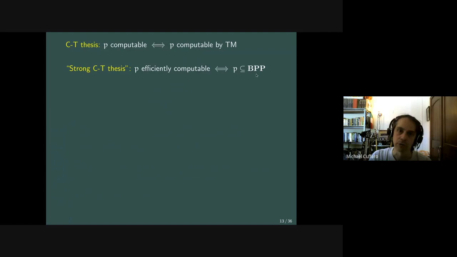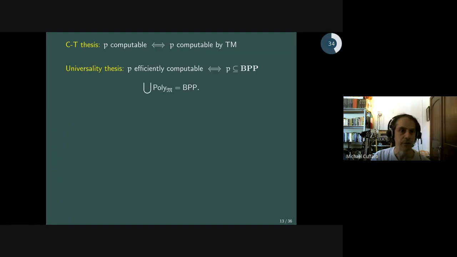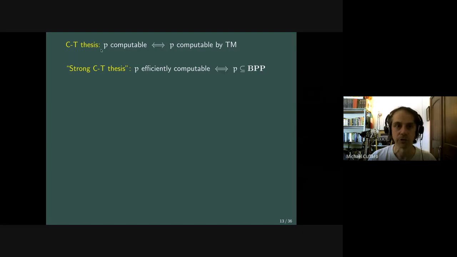And now that I've introduced the strong Church-Turing thesis, I want to change the phrase that I use, because I think it's a little confusing to talk about the Church-Turing thesis in this context, because the Church-Turing thesis doesn't really say anything, I would claim, about complexity theory.